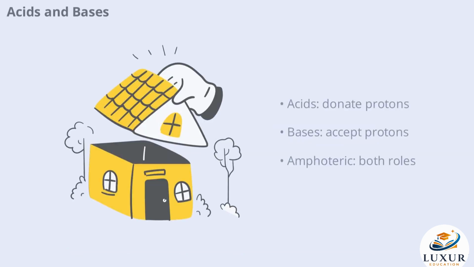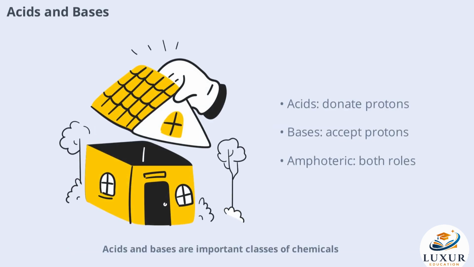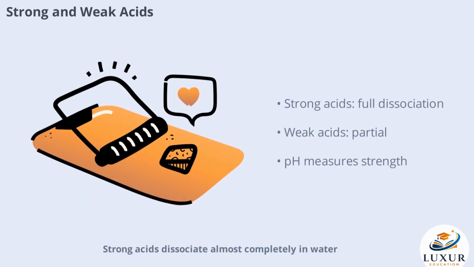Acids and bases are important classes of chemicals. According to the Bronsted-Lowry definition, acids donate protons, hydrogen ions, while bases accept them. A molecule with at least one hydrogen it can give away can be an acid, and anything that can pick up a hydrogen can be a base. Some molecules can act as both. These are called amphoteric.